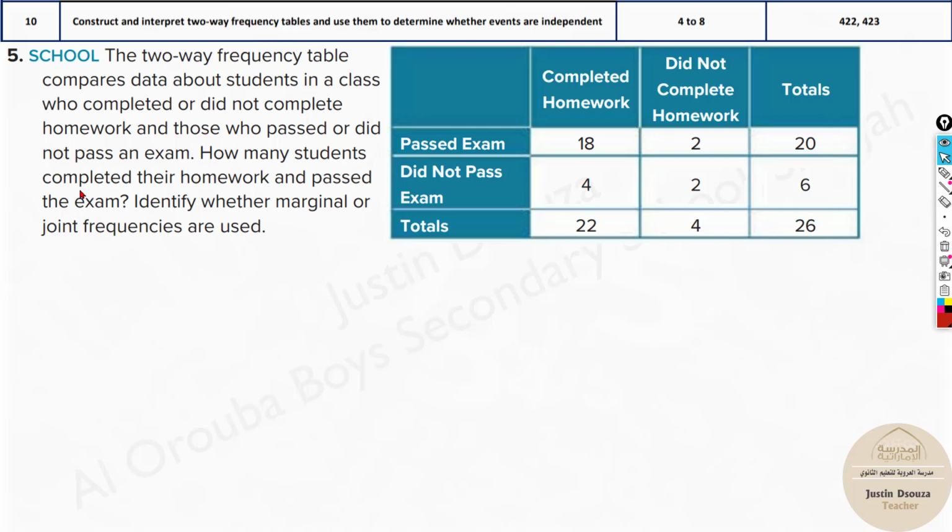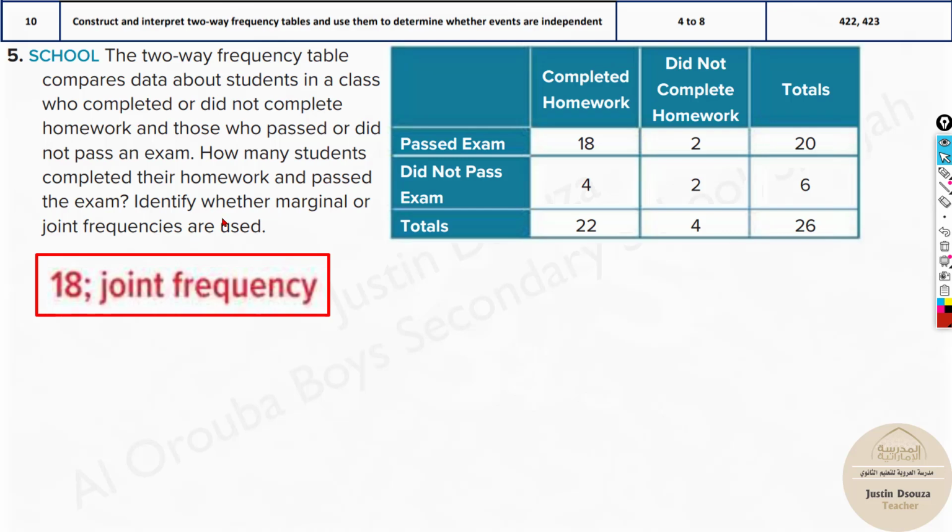Here, what is the question? How many students completed their homework and passed the exam? Completed homework, passed the exam. It's 18 number of students. That's the answer. And which did you use? It's joint frequency, the ones in the inside. The outside ones are marginal.